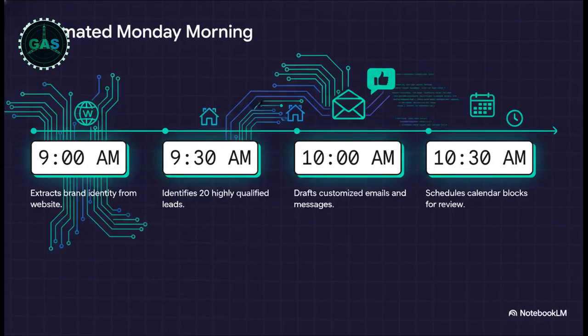Just picture an automated Monday morning for a second. Your agent wakes up and first extracts your brand identity straight from your own website so it learns exactly what you do. Next, it goes out and identifies 20 highly qualified leads, let's say roofing companies in Texas. It then drafts custom emails and personalized LinkedIn messages tailored specifically to each of those individual roofers. And to finish it off, it accesses your Google Calendar and schedules dedicated time blocks for next week so you can sit down and review all the outreach.